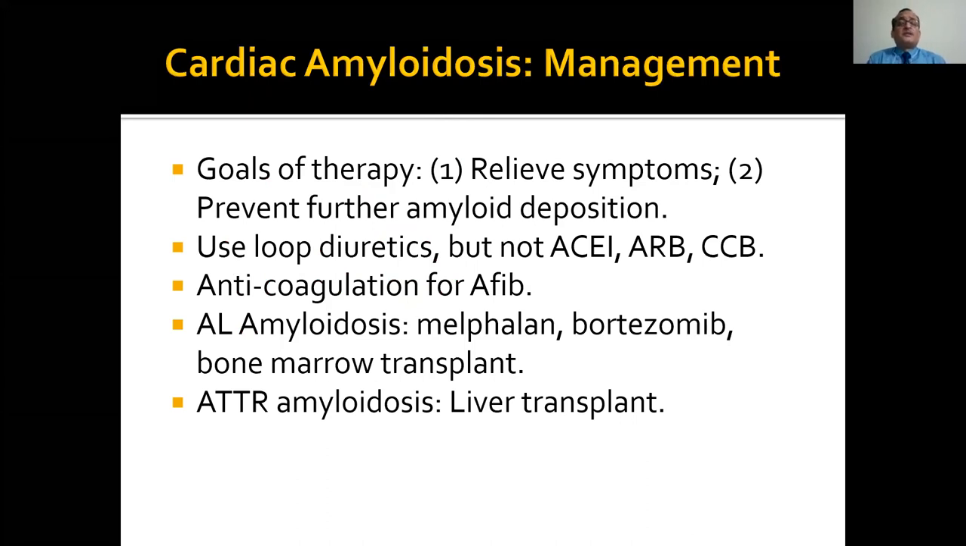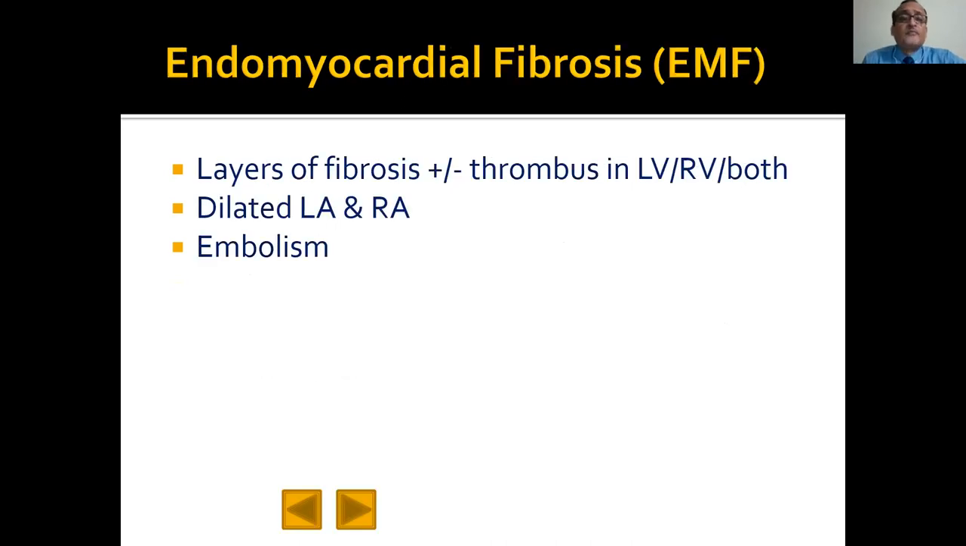The management of cardiac amyloidosis should stress on the relief of symptoms and prevent further amyloid deposition. We can use loop diuretics, but not ACE inhibitors, ARBs, or calcium channel blockers. There should be anticoagulation for atrial fibrillation. AL amyloidosis can respond to chemotherapy similar to that of myeloma, and ATTR amyloidosis responds well to liver transplant if you do it early enough.